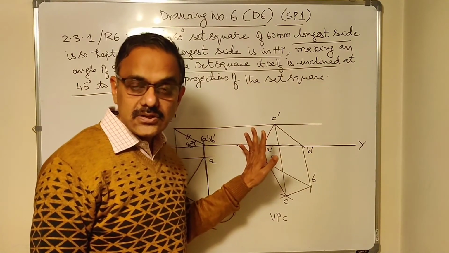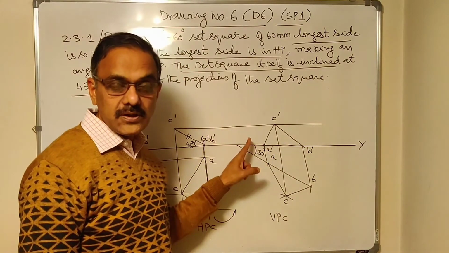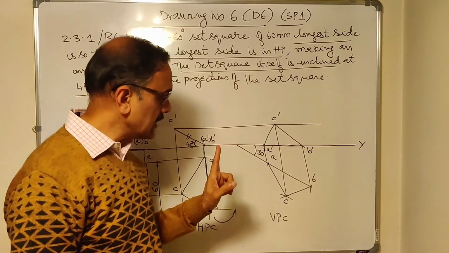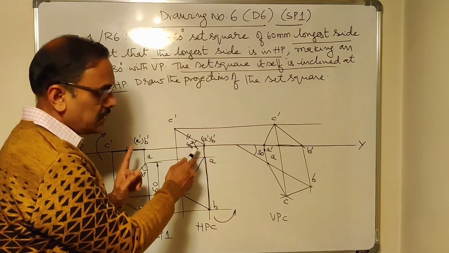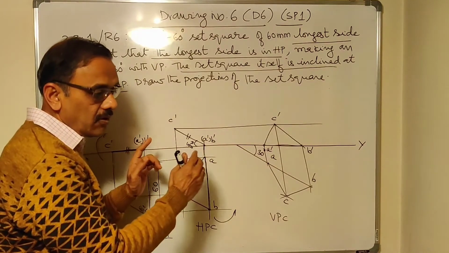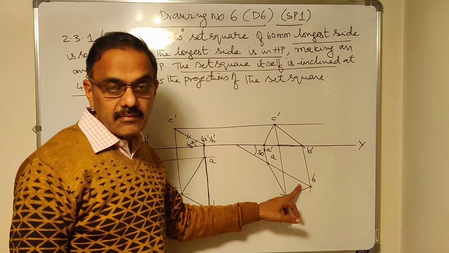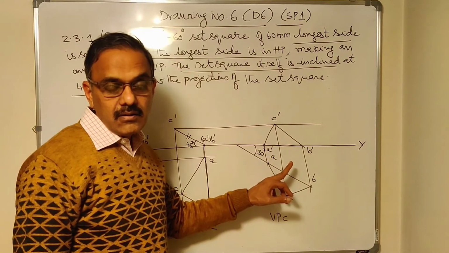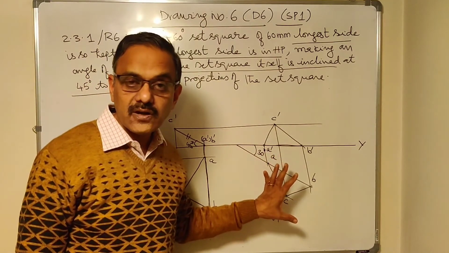What are the 3 conditions? One is that the longest edge is on HP, AB is on HP. The second is that the surface is inclined to HP at 45 degrees. Okay? The surface you have made inclined at 45 degrees to HP. Now, how are you sure that the surface is inclined to HP at 45 degrees here? Can you say? How do you verify that here the surface is inclined to HP at 45 degrees?